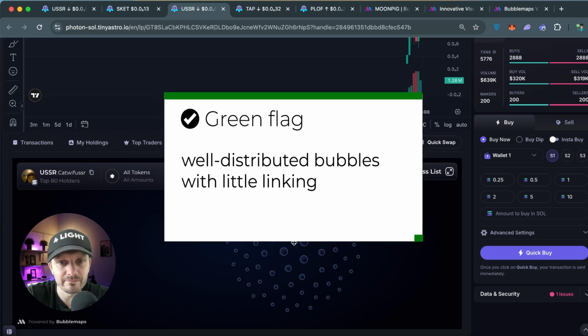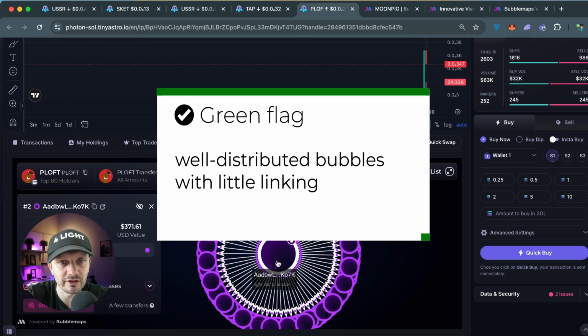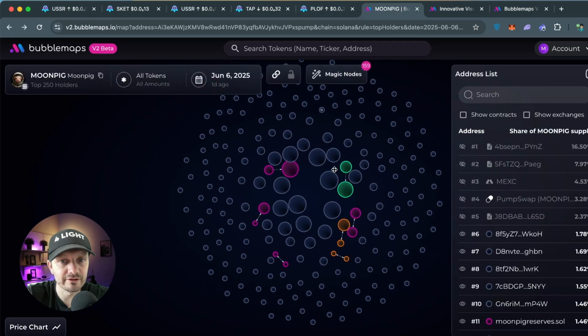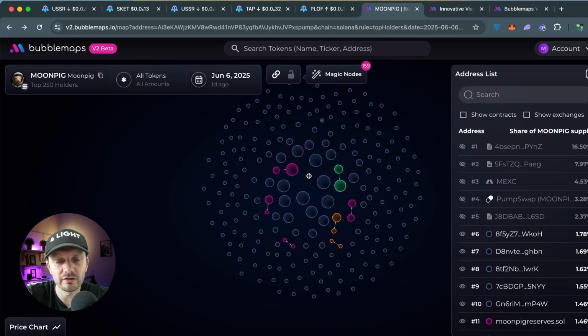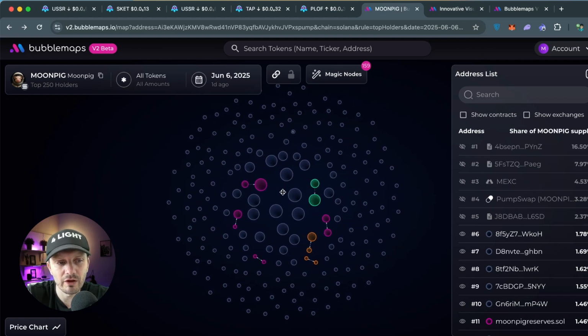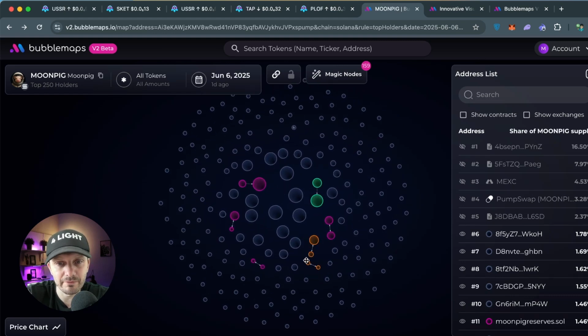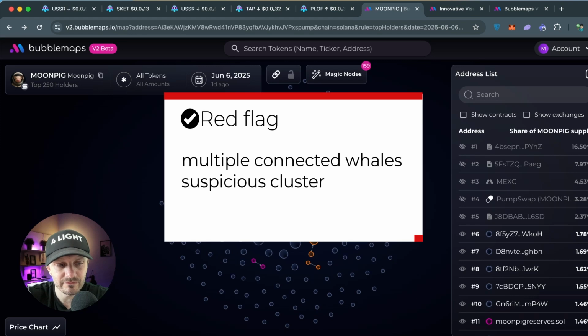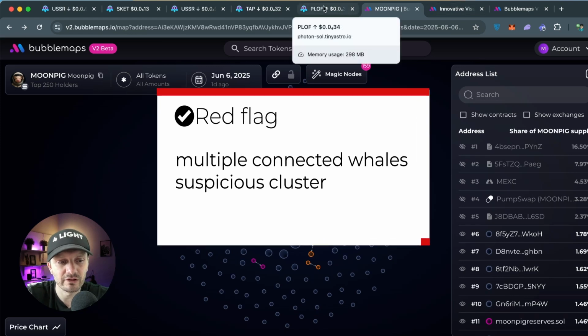When we don't see many connections, not like this one, definitely. Something like this one can be fine, or something like this one. It's Moonpeak, a now popular token, with well-distributed bubbles. Yes, we see some big connections, but more or less it's okay, right? And the red flags are when multiple connected whales form suspicious clusters.